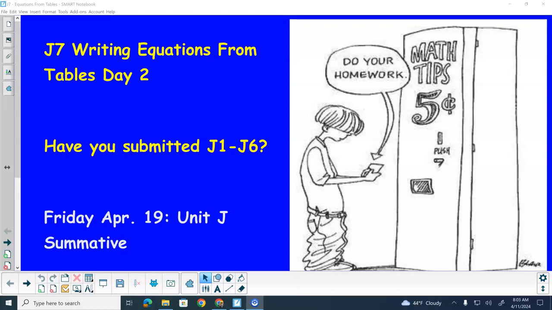So remember that we are rapidly approaching next week Friday, and next week Friday is our Unit J test, so we should be making sure that we have all of our Unit J stuff turned in, ready to go and fixed, and all that stuff. I got a bunch from yesterday that I'll hand back today. So next week Friday is that test.